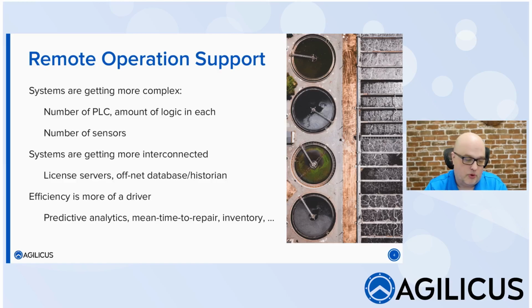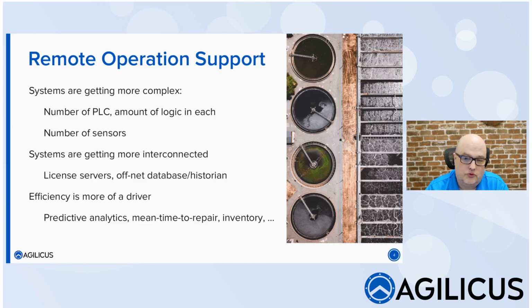As far as remote support, this could mean a lot of different things, and we're seeing it more as we go. But manufacturing is getting more complex. Gone are the days where it was just hammer and nail and steam engine in the middle. The systems are getting a lot more complex. The numbers of PLCs, the amount of logic in each, the number of sensors. That's because we're trying to get more efficient, more accurate, better production, less errors. Systems are getting more interconnected.